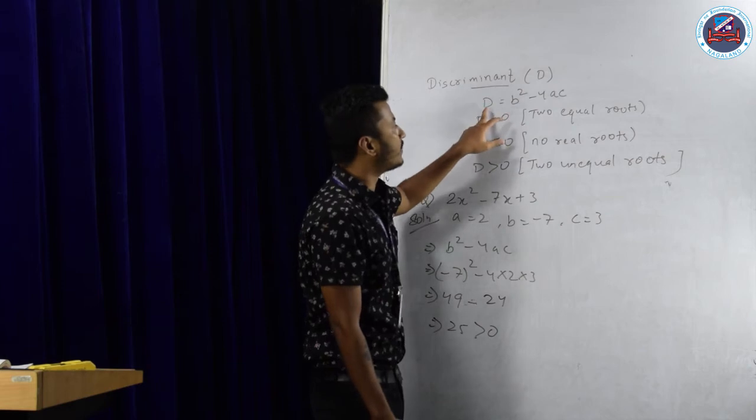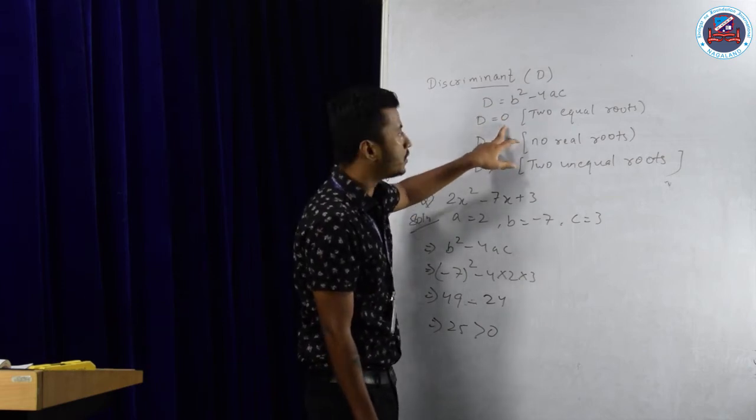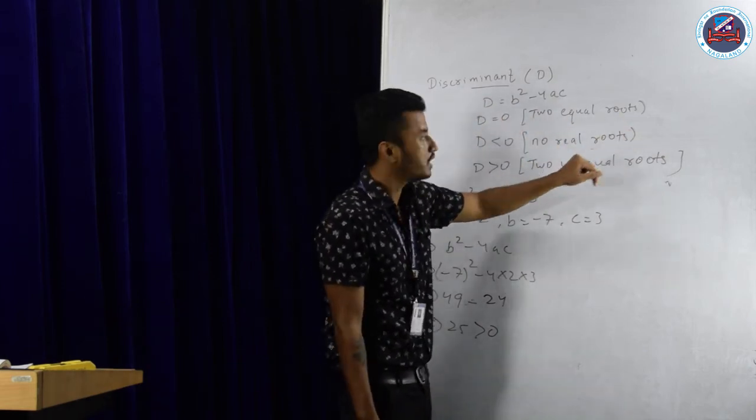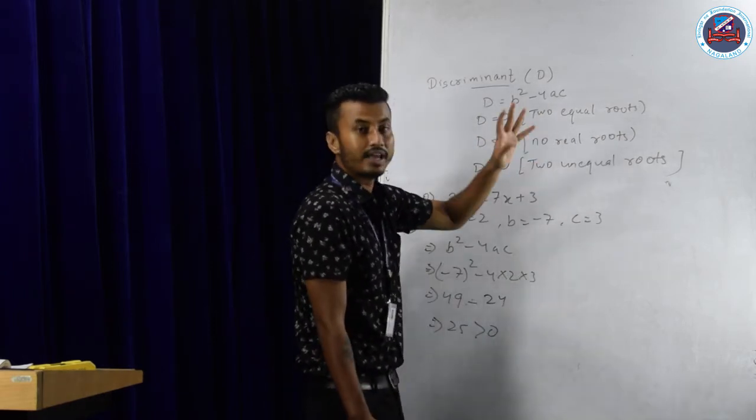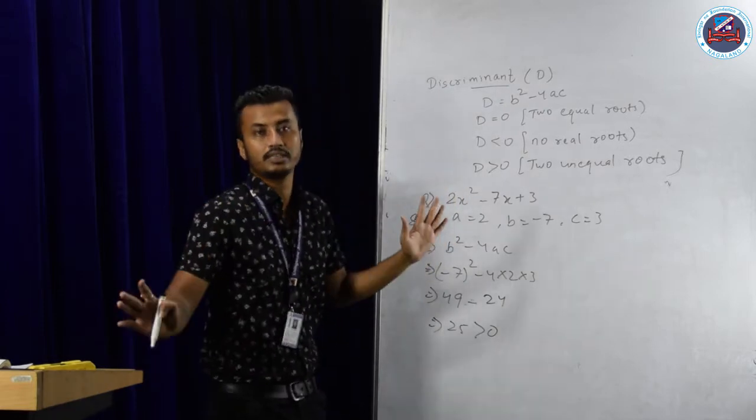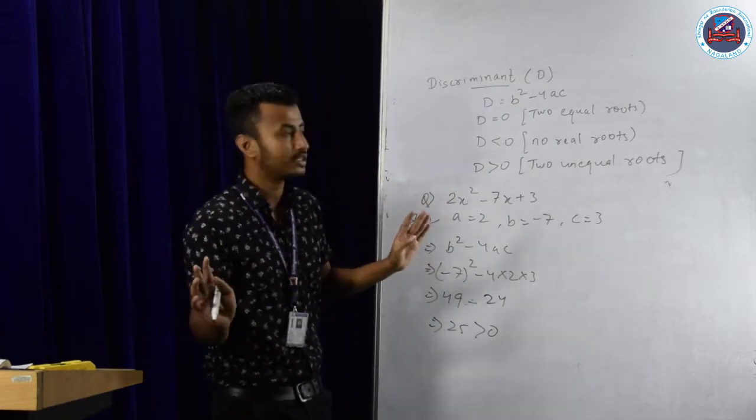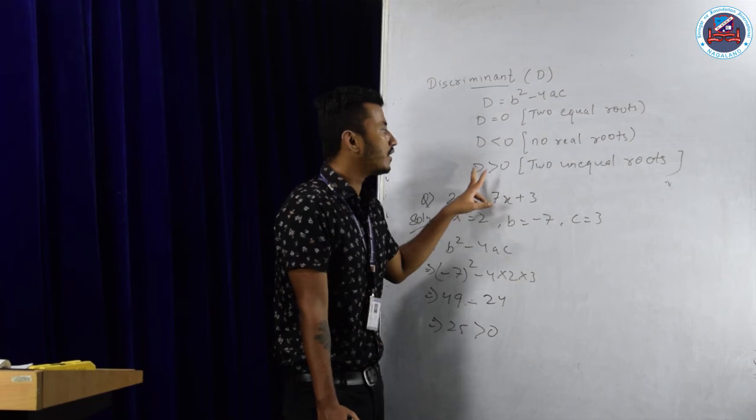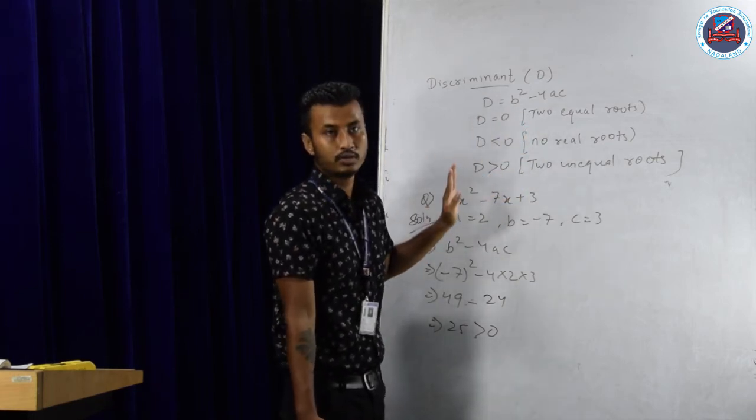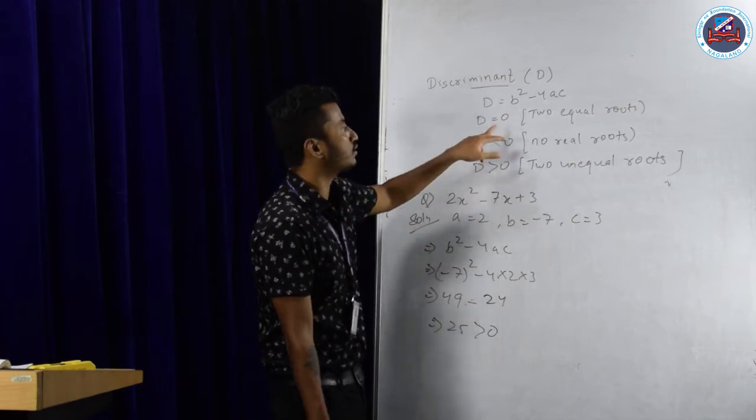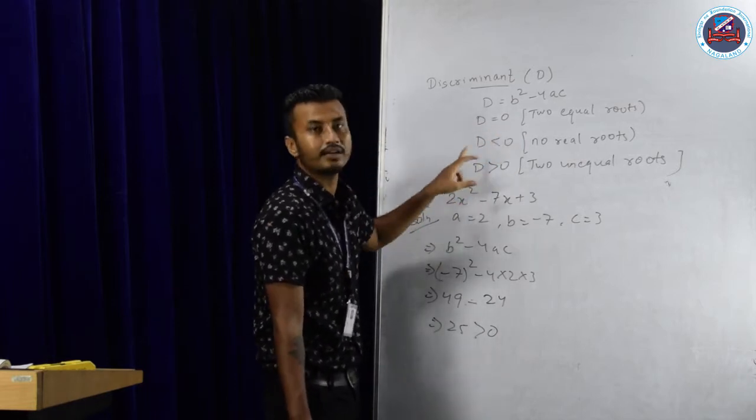So if the value of D becomes equal to 0, then you have two equal roots. If the value of D is less than 0, you have no real roots. That means you don't have to solve the question itself. You cannot solve the question. Just leave it like that. If the value of D is greater than 0, you have two unequal roots. Okay guys? There are three cases. D equals to 0, D less than 0, D greater than 0.